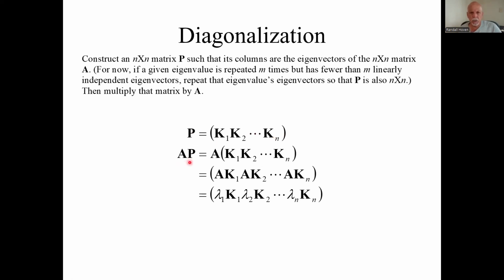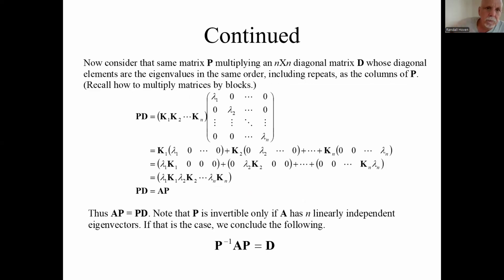Now if I multiply that P by A, that means multiplying all those K's by A. And each one of these means the associated eigenvalue times K. So A times P is this matrix here, where the columns are lambdas times their associated K eigenvectors. So eigenvalues times their associated eigenvectors, okay? Okay so far.